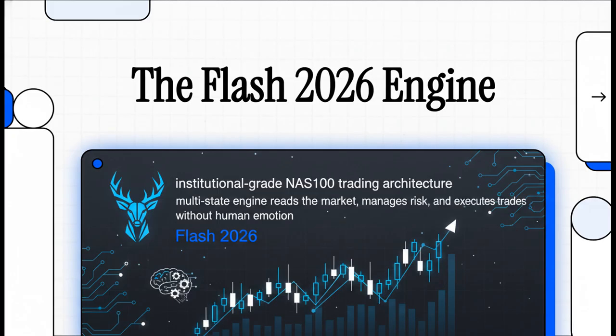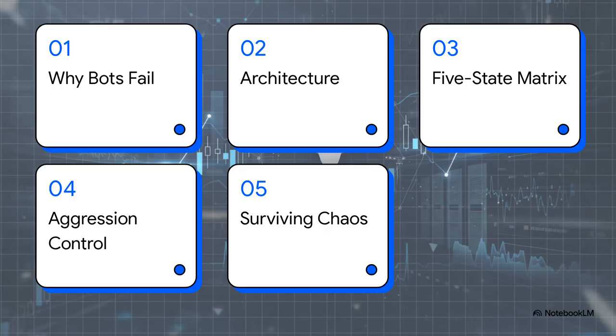Now let's be clear right off the bat. This isn't just a simple algorithmic bot. It is a full-blown, institutional-grade NAS 100 trading architecture. We're going to break down exactly how this multi-state engine actually reads the market, manages its risk, and flawlessly executes trades without a single ounce of human emotion. Okay, let's dive into this.